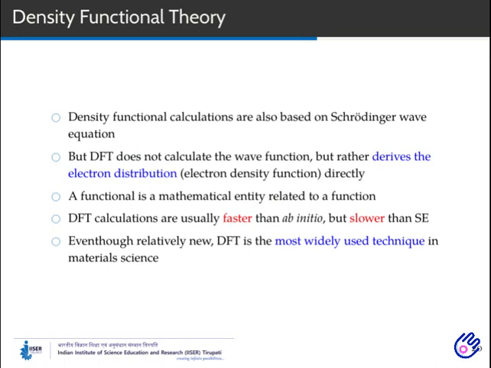Density functional theory utilizes a different approach to solve the Schrodinger equation. It does not solve for the wave function; rather, it derives the electron distribution by considering it as a functional. A functional is a mathematical entity which simply means a function of a function. Here, electron density is a functional, which is a function of space and time. Often DFT procedures are faster than ab initio and slower than semi-empirical methods. So this can be considered as an intermediate choice.